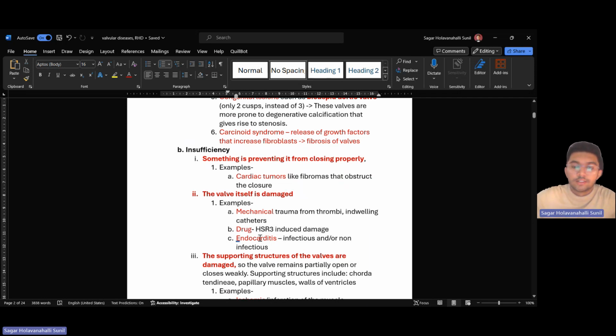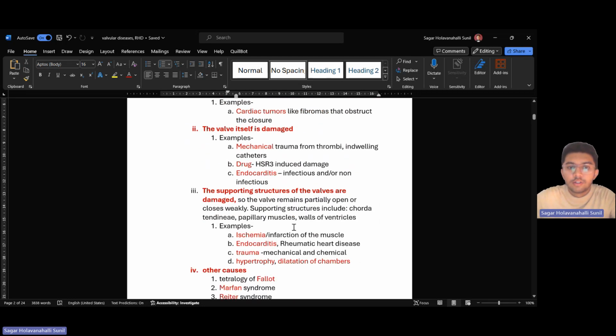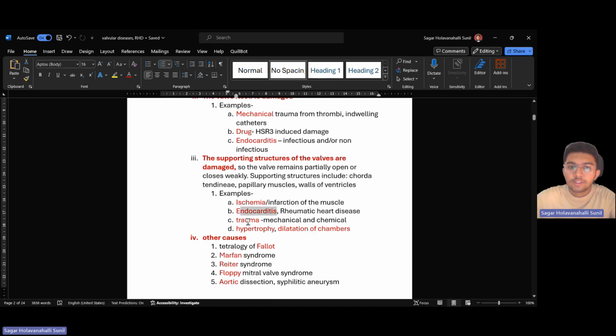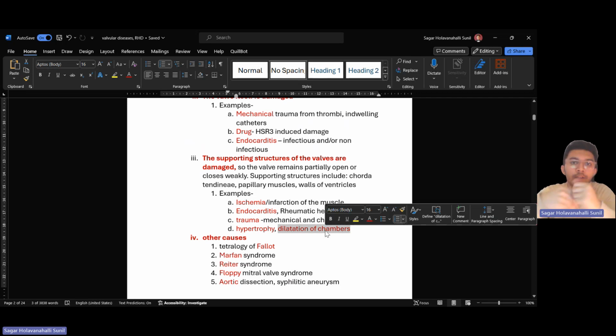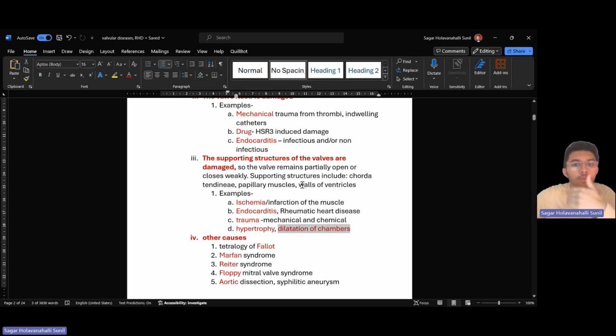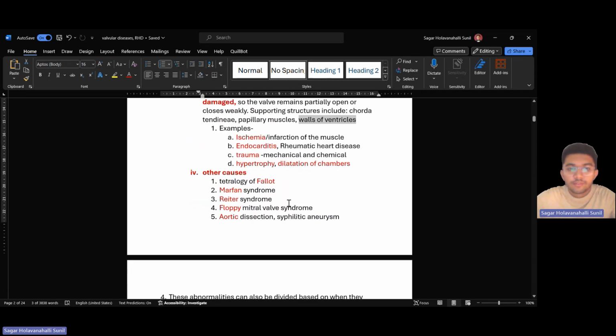Then finally, endocarditis, again through the inflammation pathway. All right. So for the supporting structures to be damaged, there could be ischemia, endocarditis, trauma, or some hypertrophy or dilatation of the chambers, which would ultimately result in a change in the structure and structural integrity of the chordae tendineae, papillary muscles, and walls of the ventricles. And this would obviously result in the valves not being held properly, and therefore they cannot open or close properly.